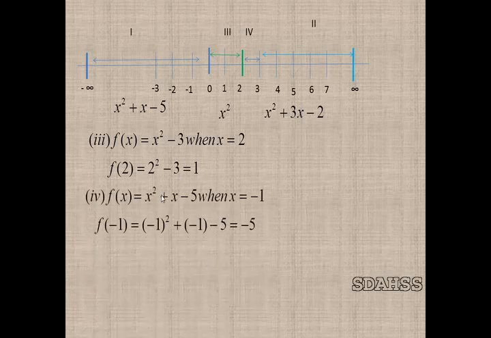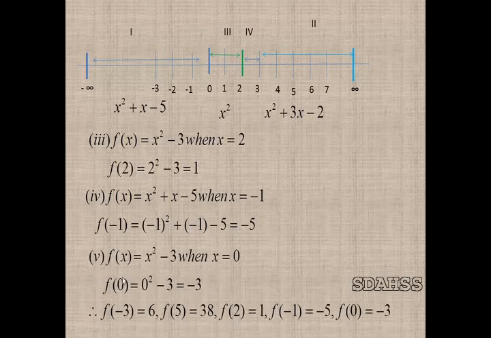Fourth one, minus 1. Minus 1 is located in the first interval. Its function is f of x is equal to x square plus x minus 5. Substitute x is equal to minus 1. So you have minus 1 whole square plus minus 1 minus 5. Minus 1 whole square means plus 1, here minus 1. Plus 1 minus 1 cancel, so you have minus 5.